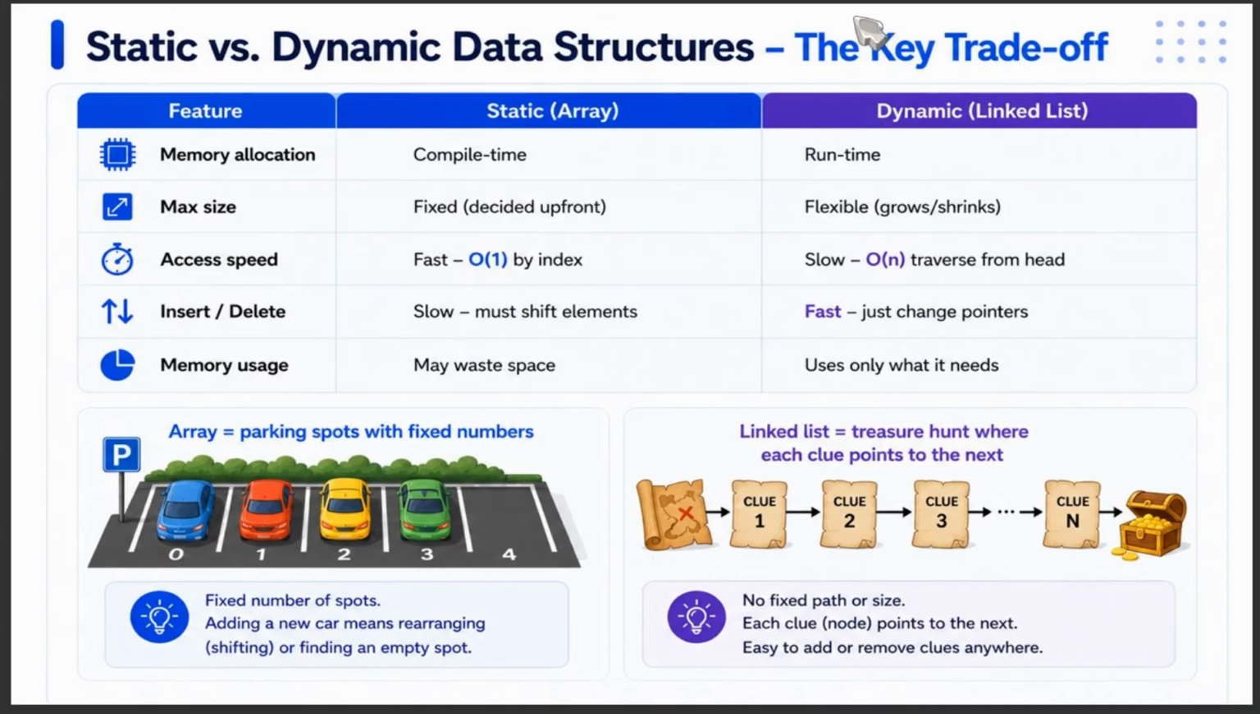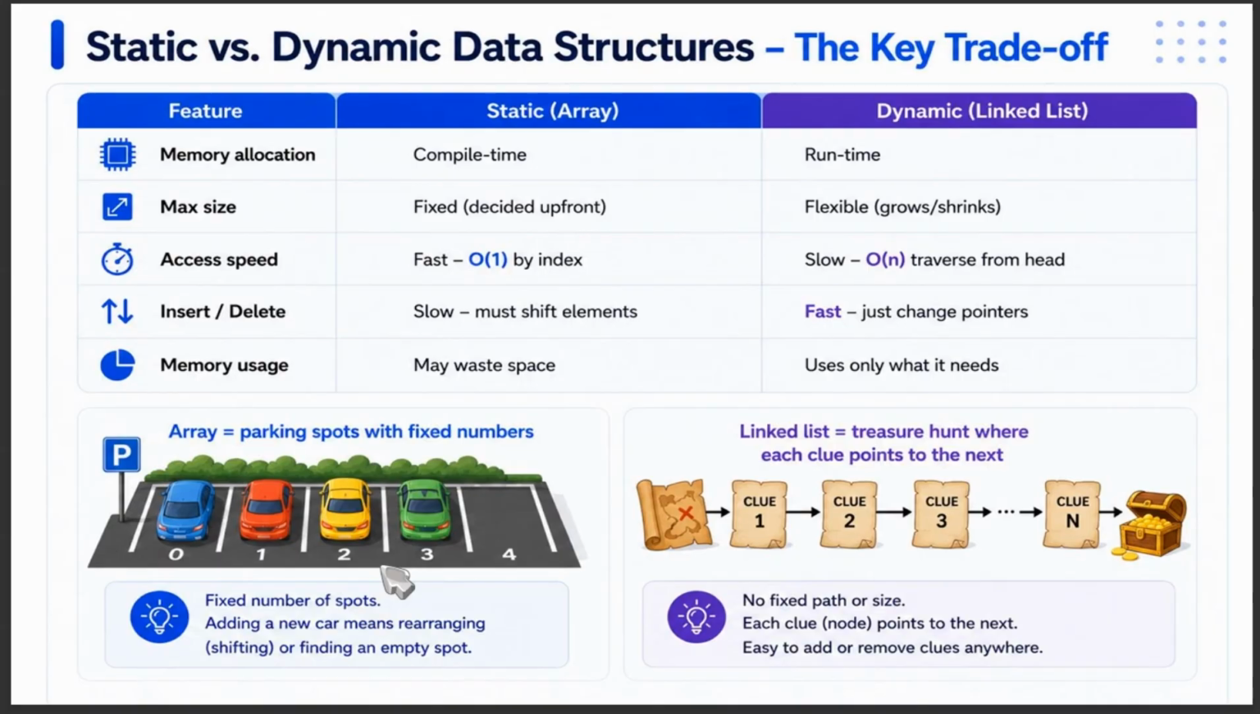The static versus dynamic data structures. Imagine a parking lot with exactly 100 spots, numbered from 1 to 100. If you want to park in spot 42, you drive directly there, which is constant time, no searching. That's the advantage of arrays: extremely fast random access.